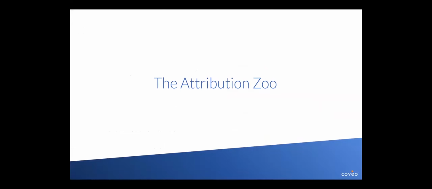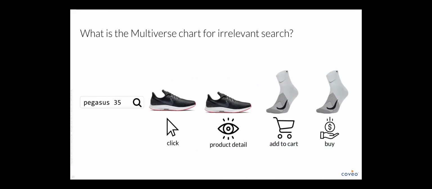Of course, there's a bunch of different patterns that you can see while observing hundreds of thousands of e-commerce sessions like we did. And not all cases are so straightforward as this particular case. Take, for example, this example. This is a real example. Somebody searched for Pegasus 35, which is a pair of Nike shoes.